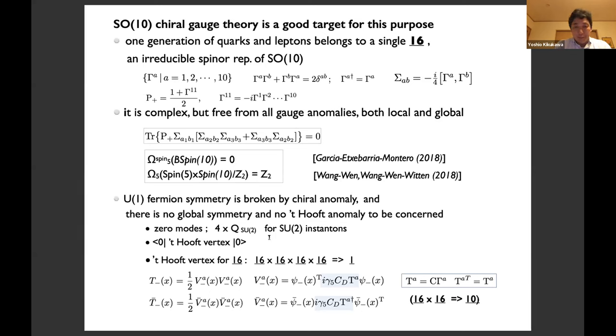And we know that if we consider SU(2) instantons, then the zero modes of these fermions are always a multiple of four. The number of zero modes counts in multiples of four. So the product of this operator can saturate the zero modes, and it gives rise to the 't Hooft vertex. Because of these properties, it is a good target for the non-perturbative construction of this chiral gauge theory.